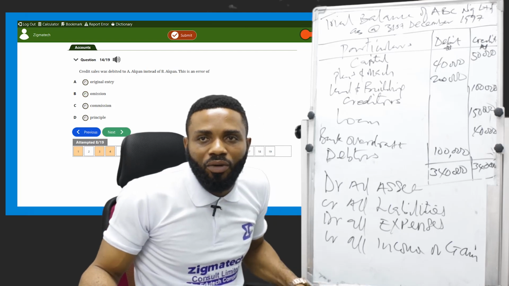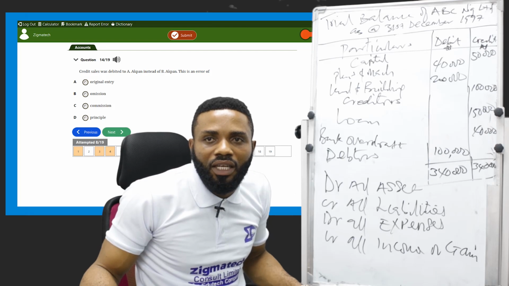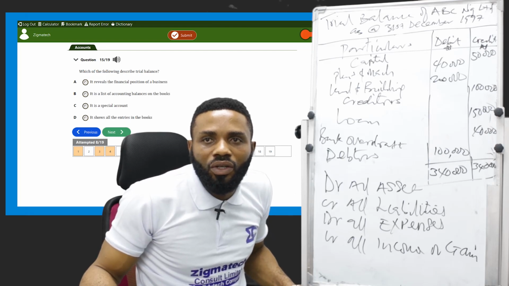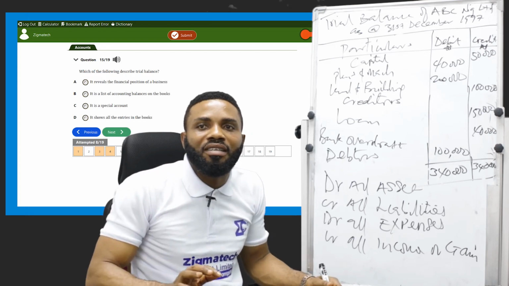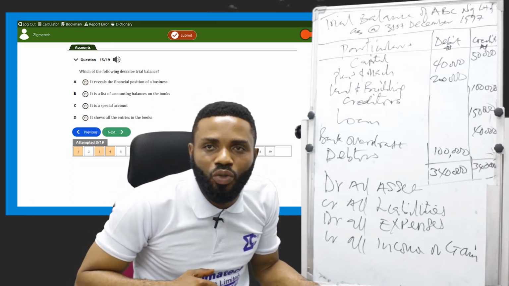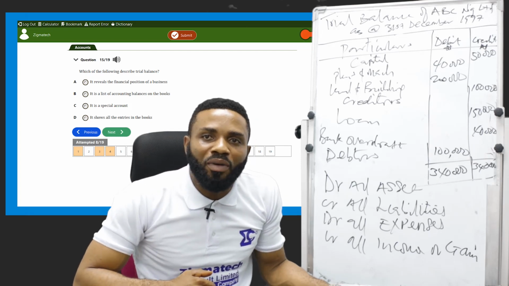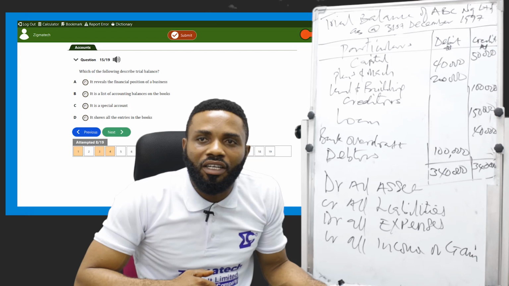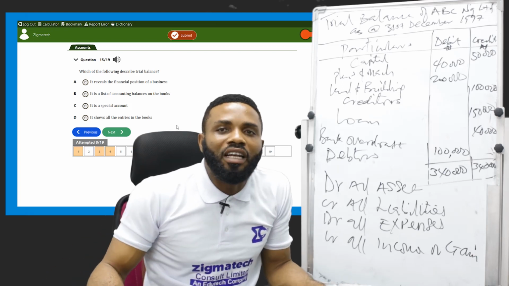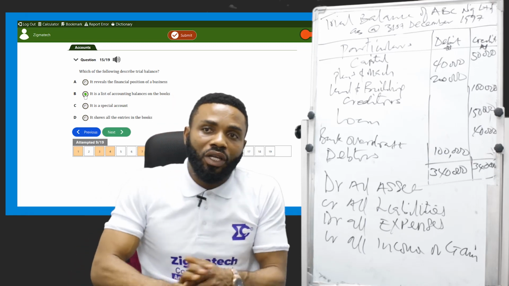And then the last but not the least. Let's take the last question. Which of the following describes a trial balance? It reveals the financial position of a business. That is not true. It is a list of accounting balances on the books. It's a special account that shows all the entries in the book. It is a list of balances. So far, that's as much as we can take.